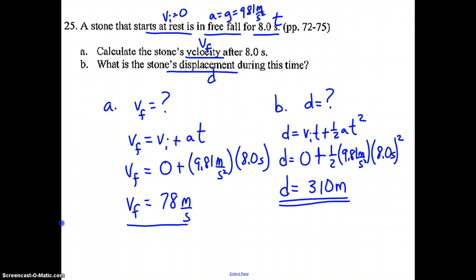Okay? Both answers to 2 digits because our time is our only measurement and it was to 2 digits. We never use a constant or accepted value. We only use measurements in determining sig figs. All right, more on one-dimensional free fall problems in class tomorrow.